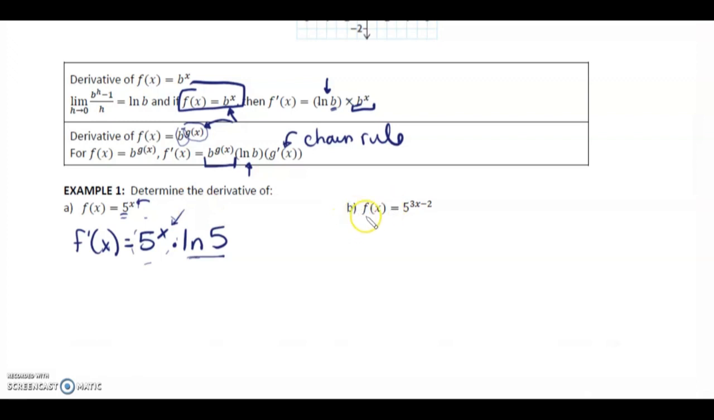Now, for part b, we have f at x equals 5 to the exponent 3x minus 2. This entire 3x minus 2 is going to be our g at x. So if we're finding the derivative, f prime at x, we write the term as it is, 5 to the 3x minus 2. Then we multiply by ln of the base, which is 5. And then we do chain rule: what's the derivative of 3x minus 2? Well, it's just 3.